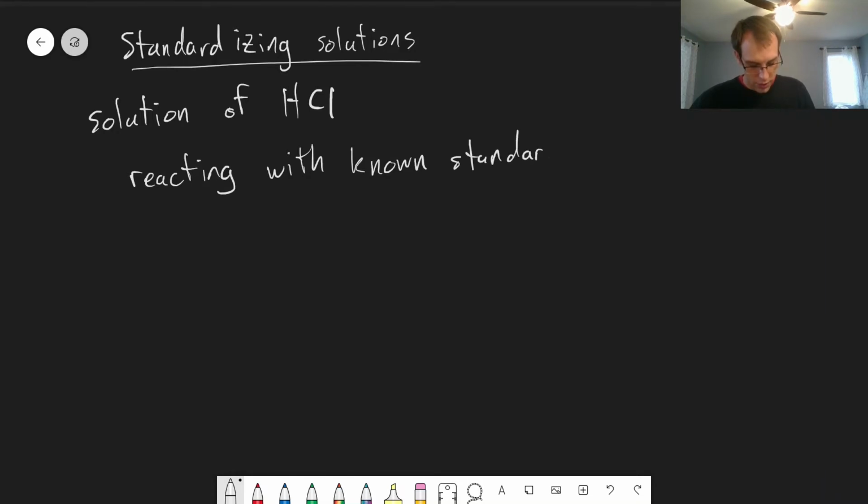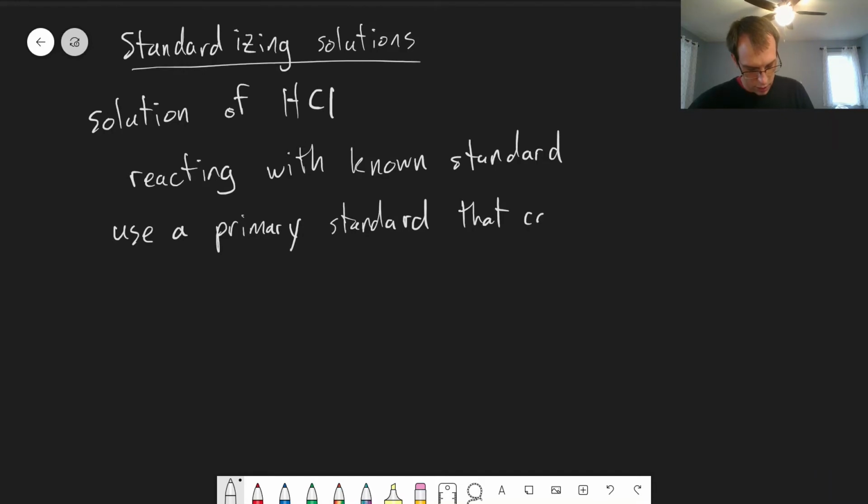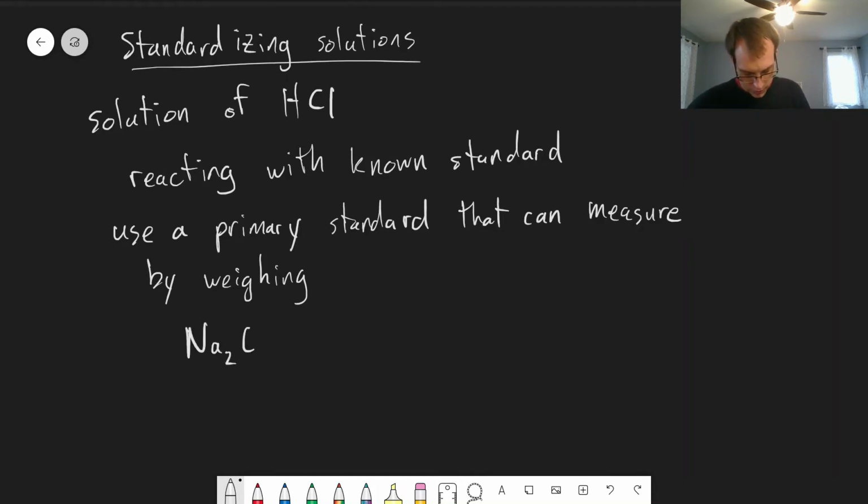So for example, and some of you will have done this by this point, we can use a primary standard that we can measure by weighing it out and being able to get a very accurate mass from this. So the primary standard that's very commonly used with HCl is sodium carbonate, Na2CO3. Now, why is sodium carbonate used? We could use any base in theory, it will react with HCl.